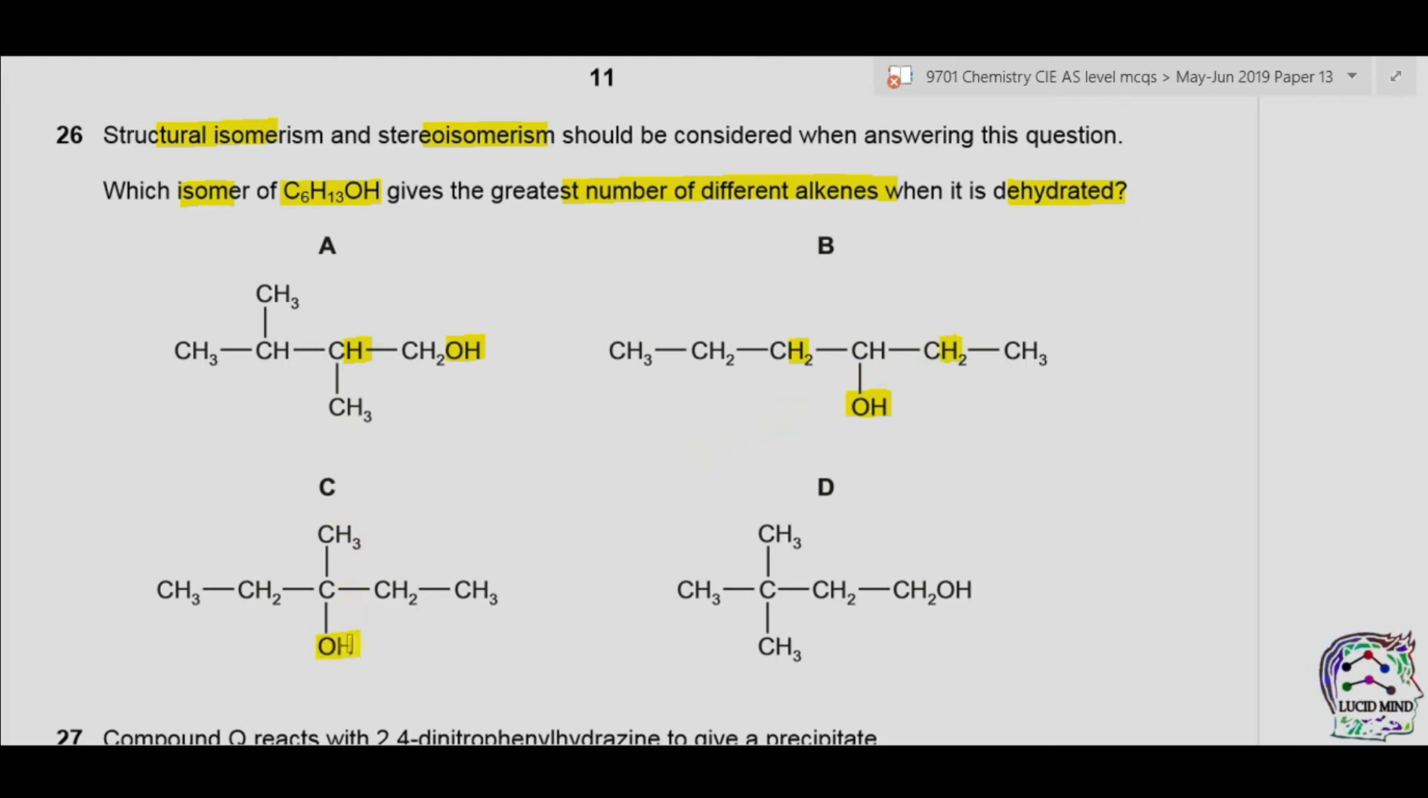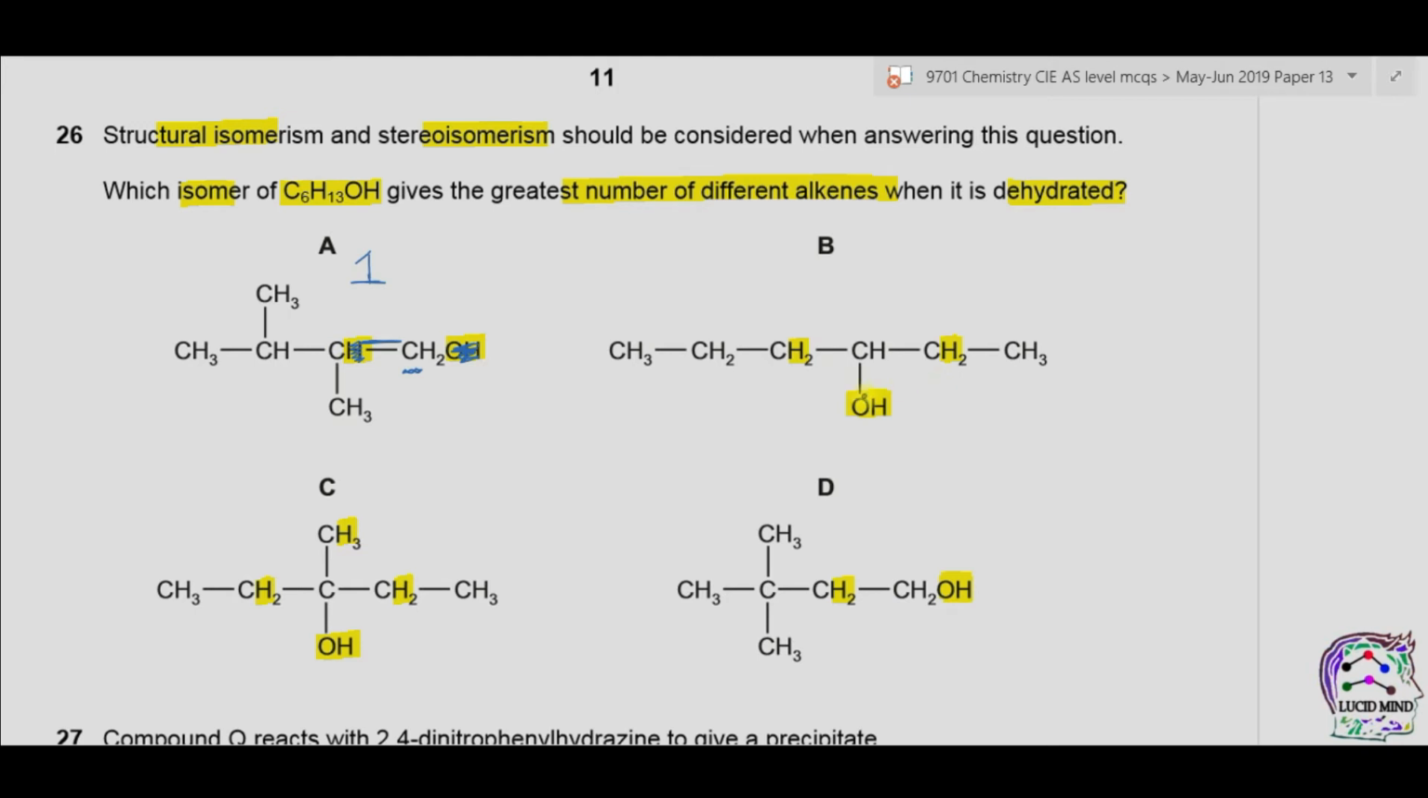Similarly, in C, we can see that OH is removed from this carbon atom and there are 3 adjacent carbon atoms that contain hydrogen. So 3 double bonds can form. In D, we can see that OH is removed from this carbon and hydrogen is removed from this adjacent carbon. So in the first one, H is removed from this carbon and OH is removed from this carbon, and this single bond will convert into a double covalent bond. As this carbon forming the double covalent bond has similar hydrogen atoms attached to it, cis-trans isomerism is not possible, so only this product is obtained. So in A we have one product.